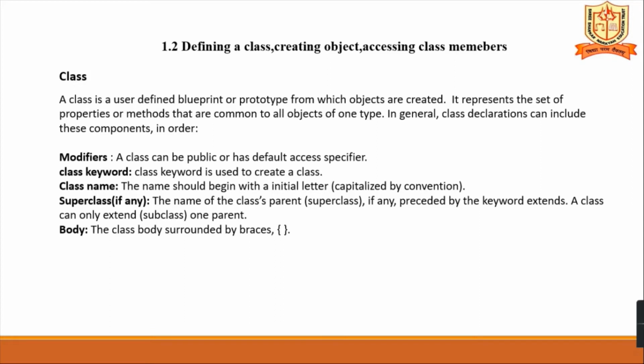I will give one example of this class, the blueprint. If you go to any builder's office, he will show you a blueprint. आपको blueprint दिखाएगा वो कौन सा room कैसे है. And then using this blueprint, they construct the buildings. So buildings are the objects. An object occupies space, but this blueprint does not occupy any space.